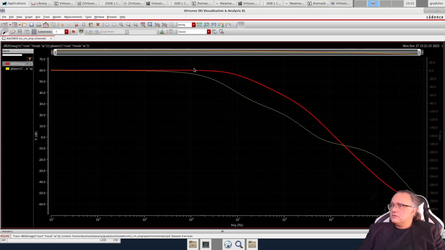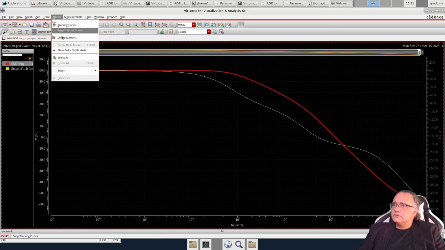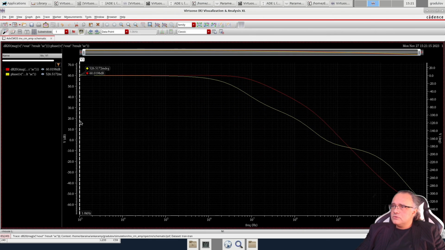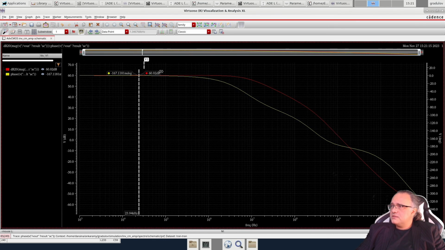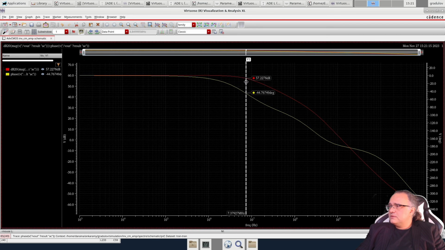Let's do it. So at DC we have 60 dB gain. It is good to create a vertical marker. So you see that for low frequencies the gain is 60 dB as per our specifications, and then the first pole will be around 57 dB, something like this. So this is the first pole, the minus 3 dB frequency, and then you see that the phase rotation is minus 45 degrees.